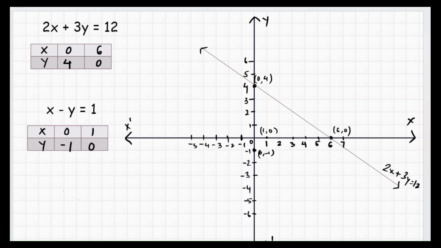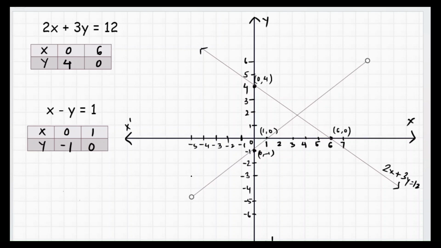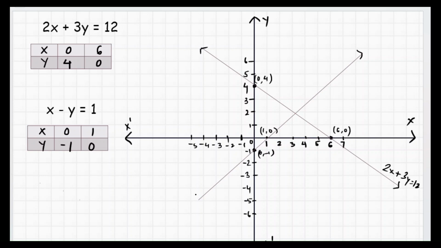So we will insert a line and we will draw the line over here. Let's move it a little bit. Okay, perfect. So we got this second line for my equation of x minus y equals 1. Are these two lines intersecting? Of course they are. What point? This point, they are intersecting at this point.